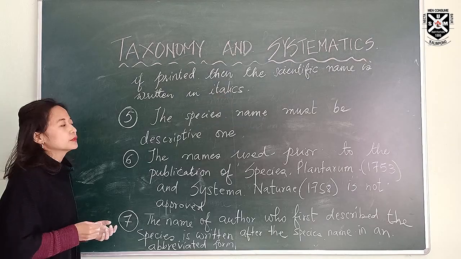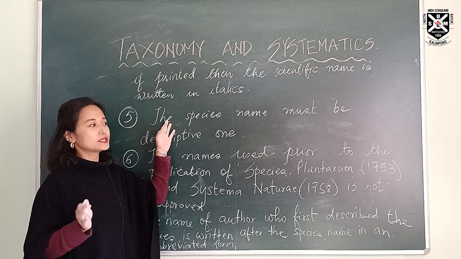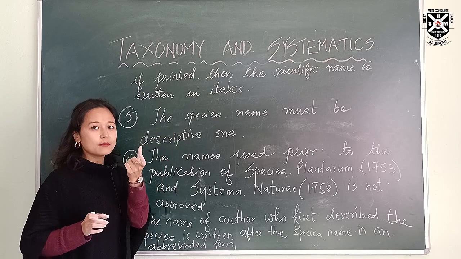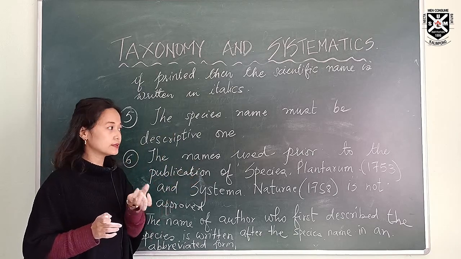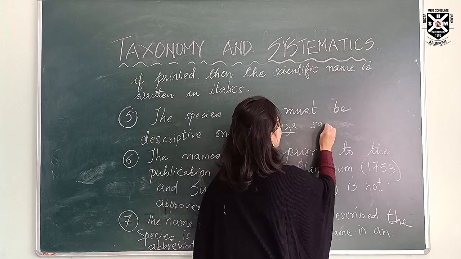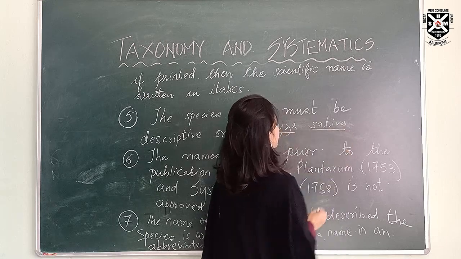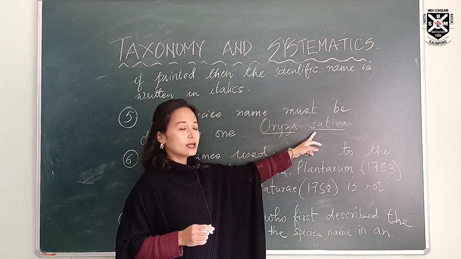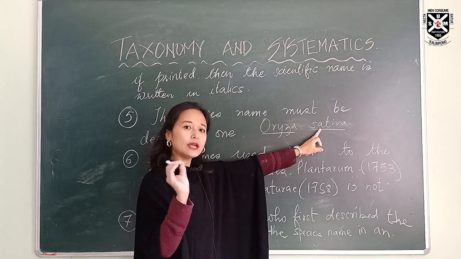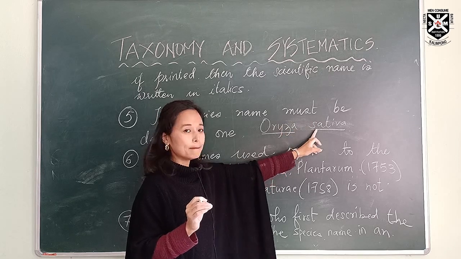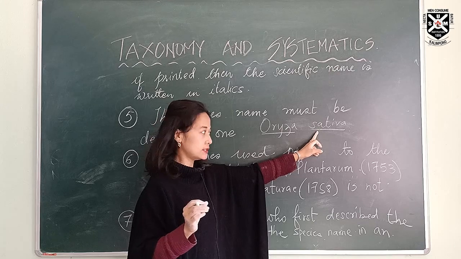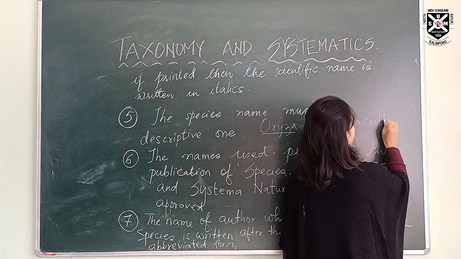The species name, or the specific epithet, must be a descriptive one. That means the species name must say something about that particular organism. For example, in case of rice, the scientific name is Oryza sativa. This is the genus name, this is the species name. The species name must give some information about this plant. In this case, sativa in Latin means cultivated.